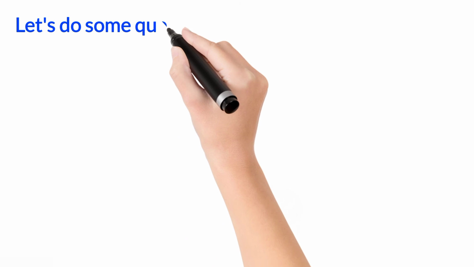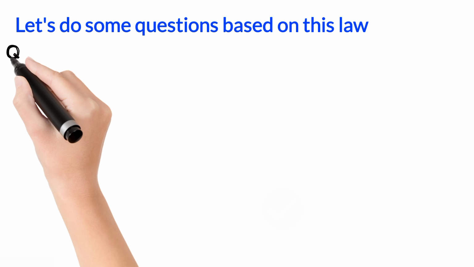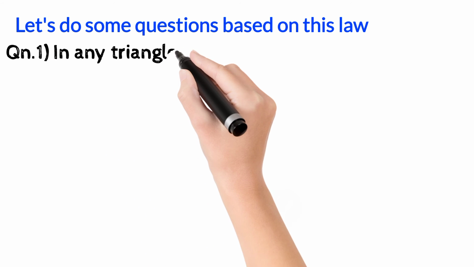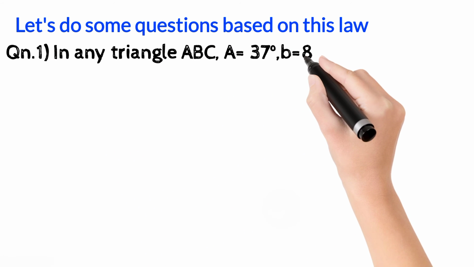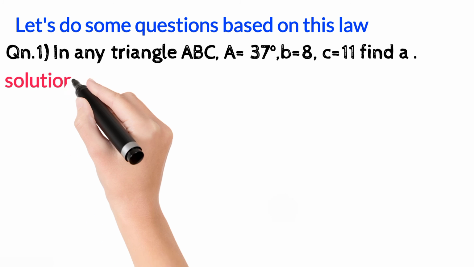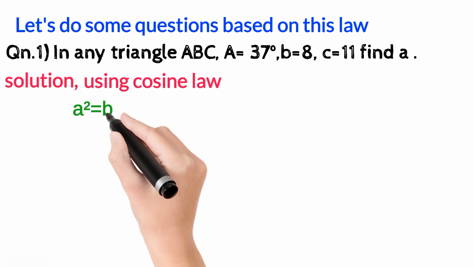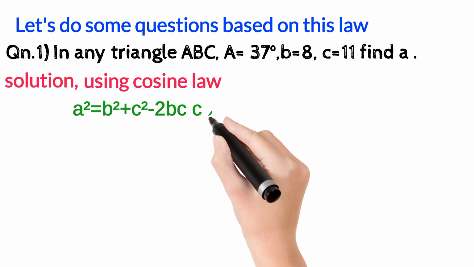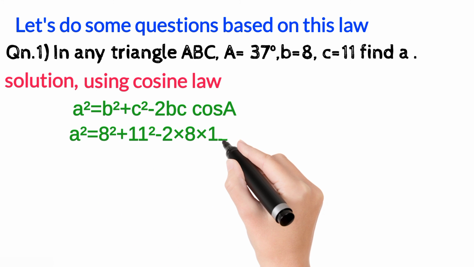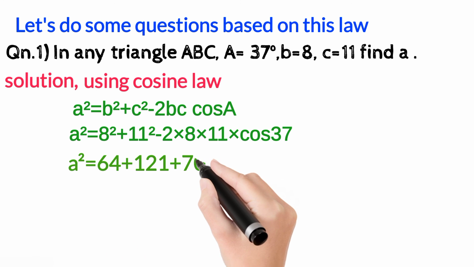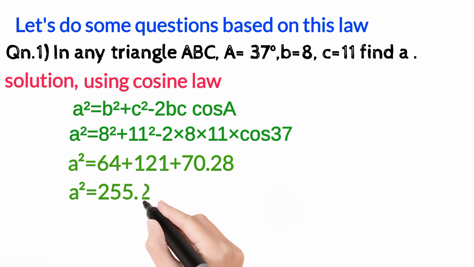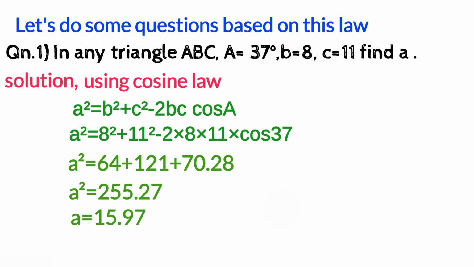Let's do some questions based on this law. Question number 1. In any triangle ABC, A equals 37 degrees, b equals 8, c equals 11. Find a. Solution. Using cosine law, a squared equals b squared plus c squared minus 2bc cos A. Putting values, we get a equals 15.97.